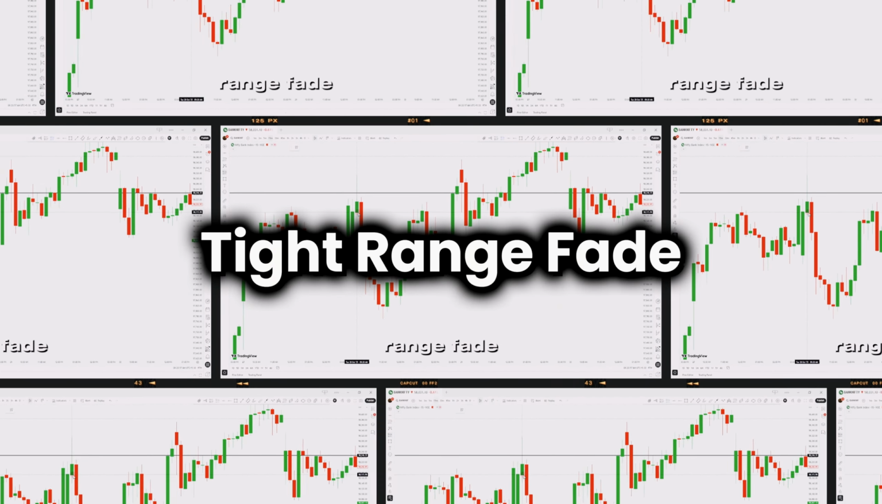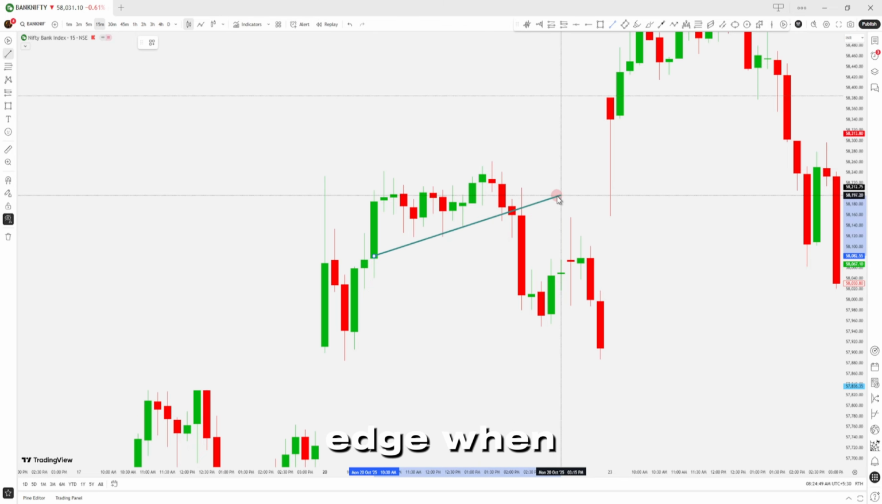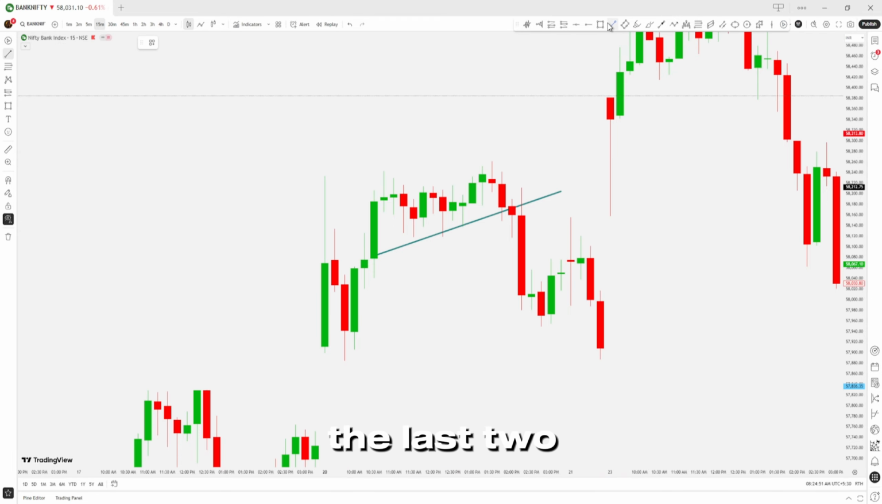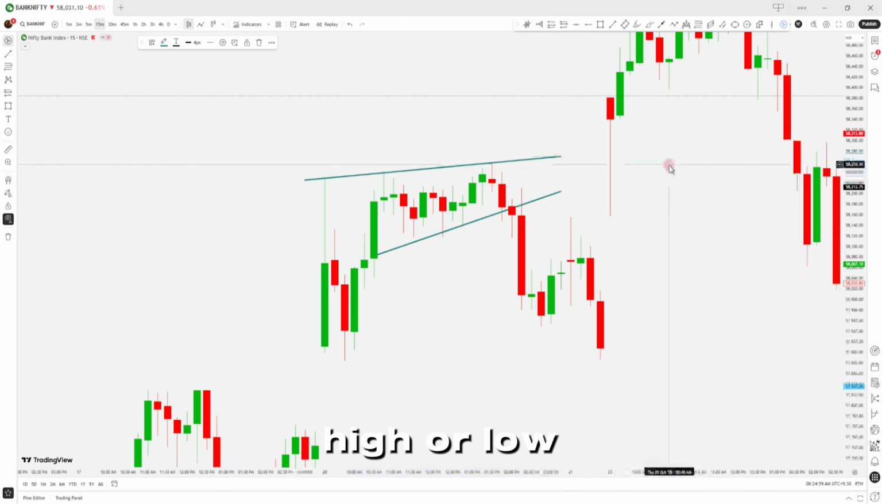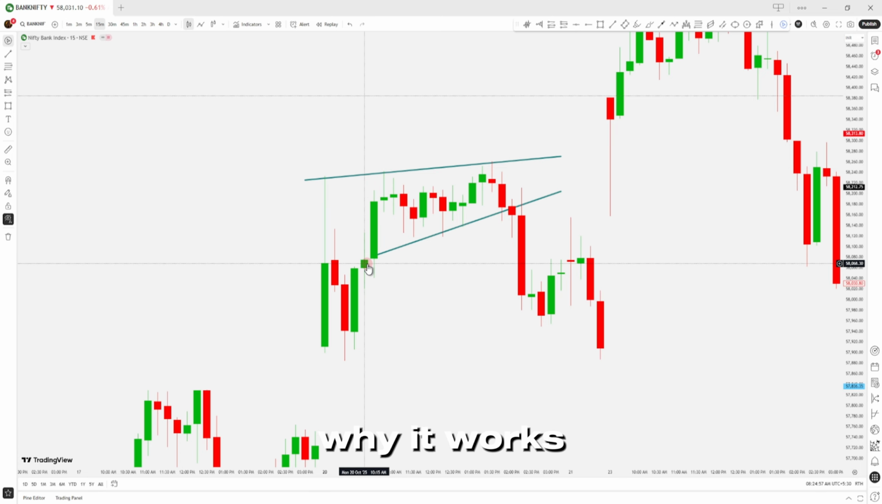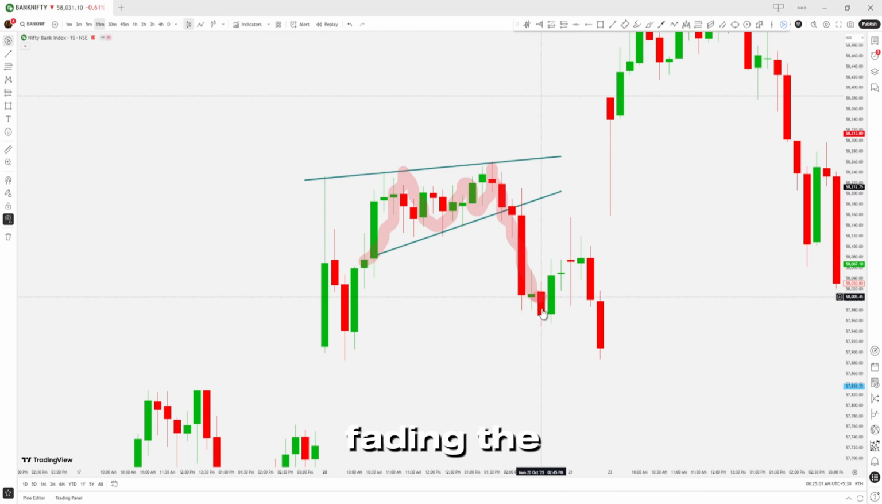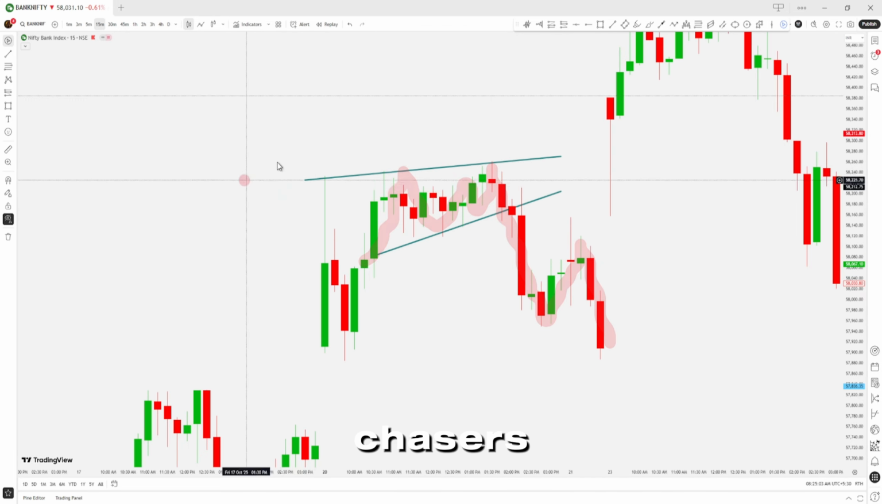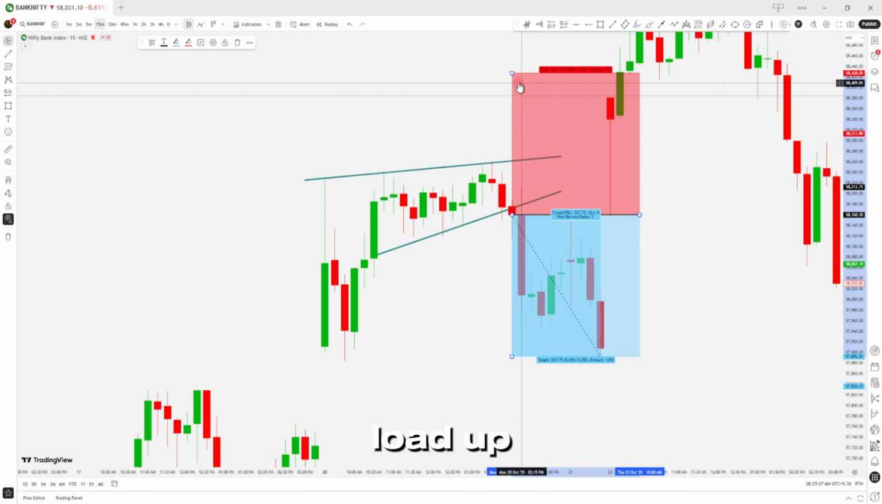The tight range fade comes next. In a small range under 50 points over 5 candles, you fade the push to the edge when bodies get tiny. The last 2 candles have bodies under 10 points, testing the high or low but closing in the middle. Why it works? In tight spots, big players build positions inside, fading the edges to trap breakout chasers. Small traders bet on a break. Big money keeps it tight until they load up.